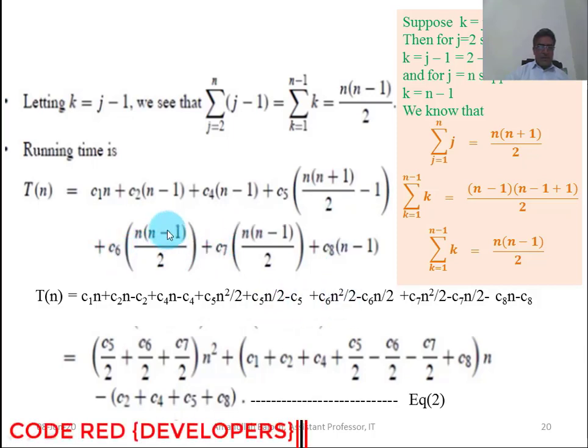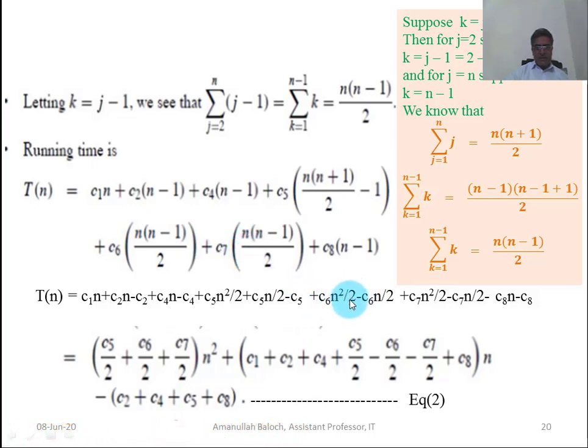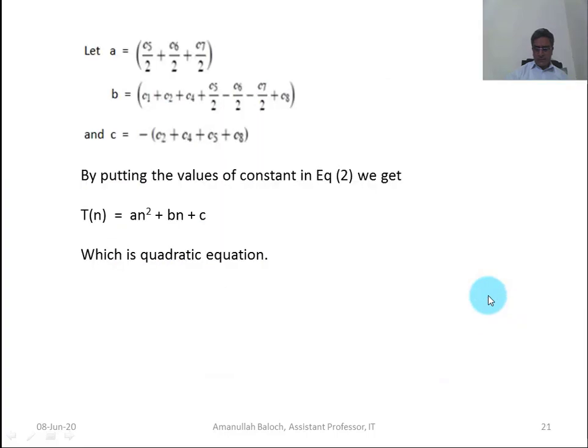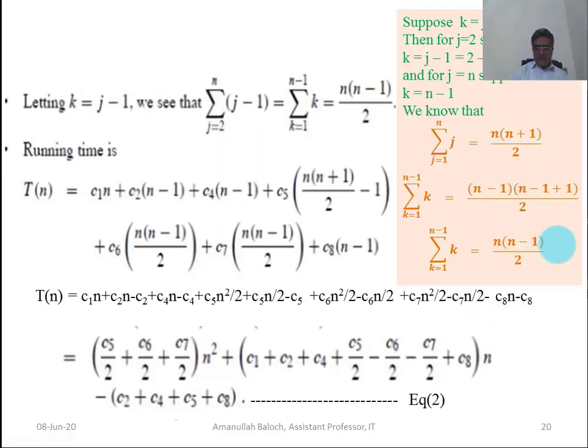C6 will multiply with this one, and C7 will multiply this one. It will become C6 n square divided by 2 minus C6 n divided by 2, and C7 n square divided by 2 minus C7 n divided by 2, minus C8 will multiply with n, and C8 will multiply 1. It will become minus, C8, sorry, it will become plus here. It is plus C8 n minus C8.